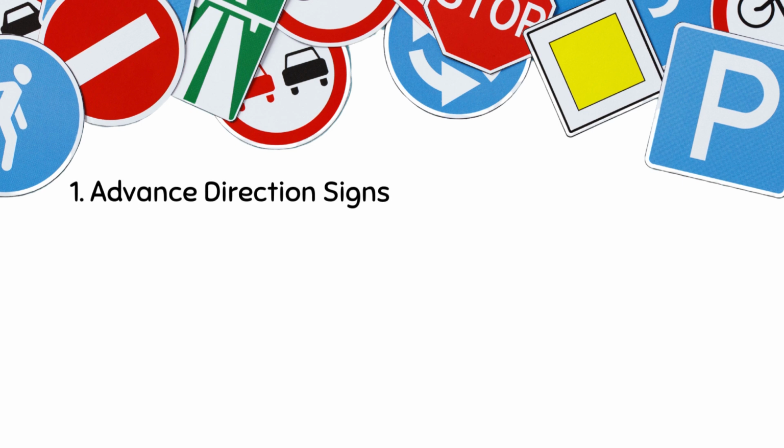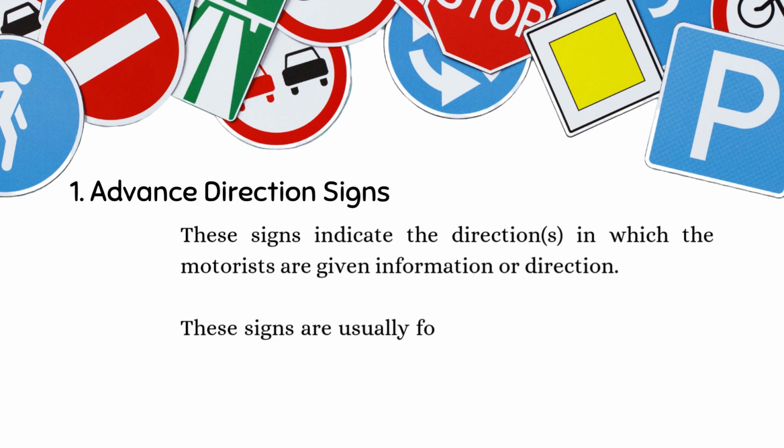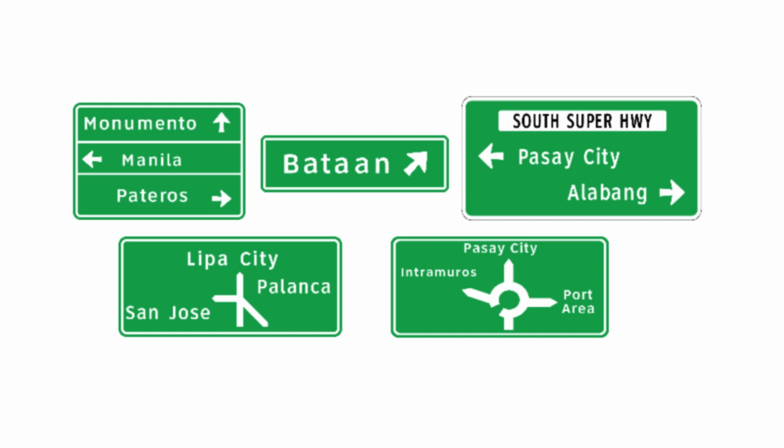1. Advance direction signs. These signs indicate the directions in which the motorists are given information or direction. These signs are usually found in national highways as they indicate which direction you should take if you are heading to a certain province. These are examples of advance direction signs.